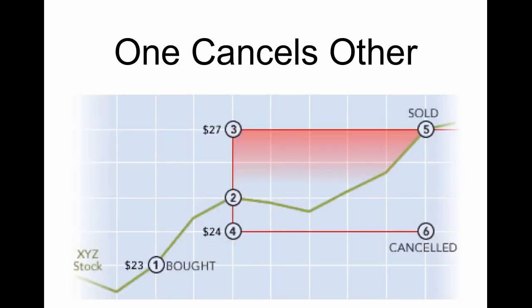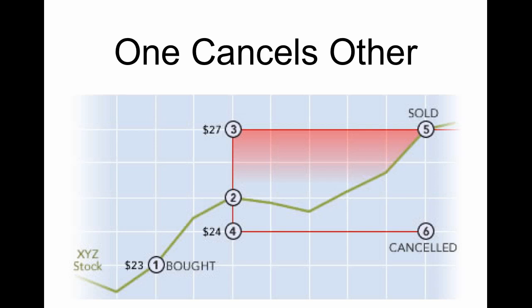This is one cancels other, or an OCO. In this case, this is similar to our multiple contingencies screen that we looked at 2 slides back. So let's say we bought the stock at $23 in circle 1. Now it's traded up to around $25.